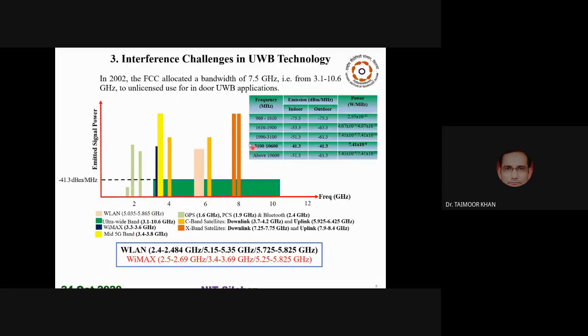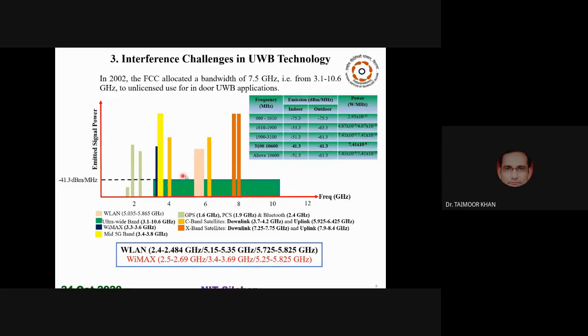Look at what is happening here. If we see this diagram, this region specifically is overlapped with another series of short range wireless communication. WiMAX is there, which is 3.1 to 3.6 gigahertz. Then mid 5G, which is recently incorporated in that UWB band, is 3.4 to 3.8 gigahertz. Then GPS, whose band is completely bypassed from the UWB range, which is not a problem for us. Then C-band satellite downlink as well as uplink, and X-band satellite downlink as well as uplink.